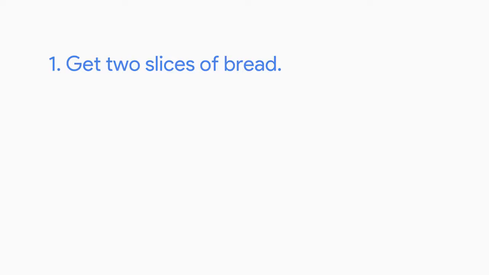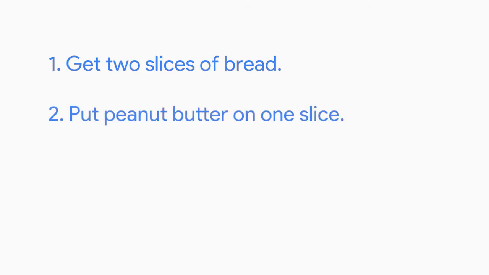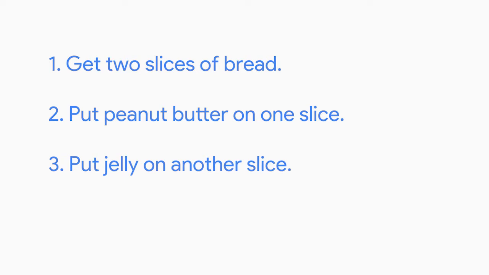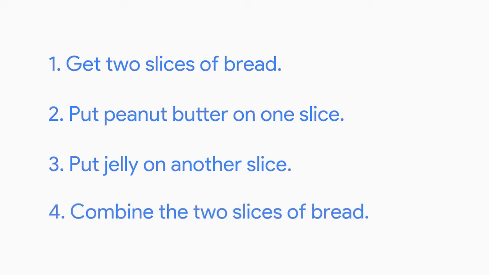Okay, now let's say I want to make a peanut butter and jelly sandwich. I see a pretty good recipe and send it to our chef to make. Remember that our chef needs these instructions quickly, so I don't send her the entire recipe, I send her one line at a time. 1. Get 2 slices of bread. 2. Put peanut butter on one slice. 3. Put jelly on another slice. 4. Combine the 2 slices of bread.